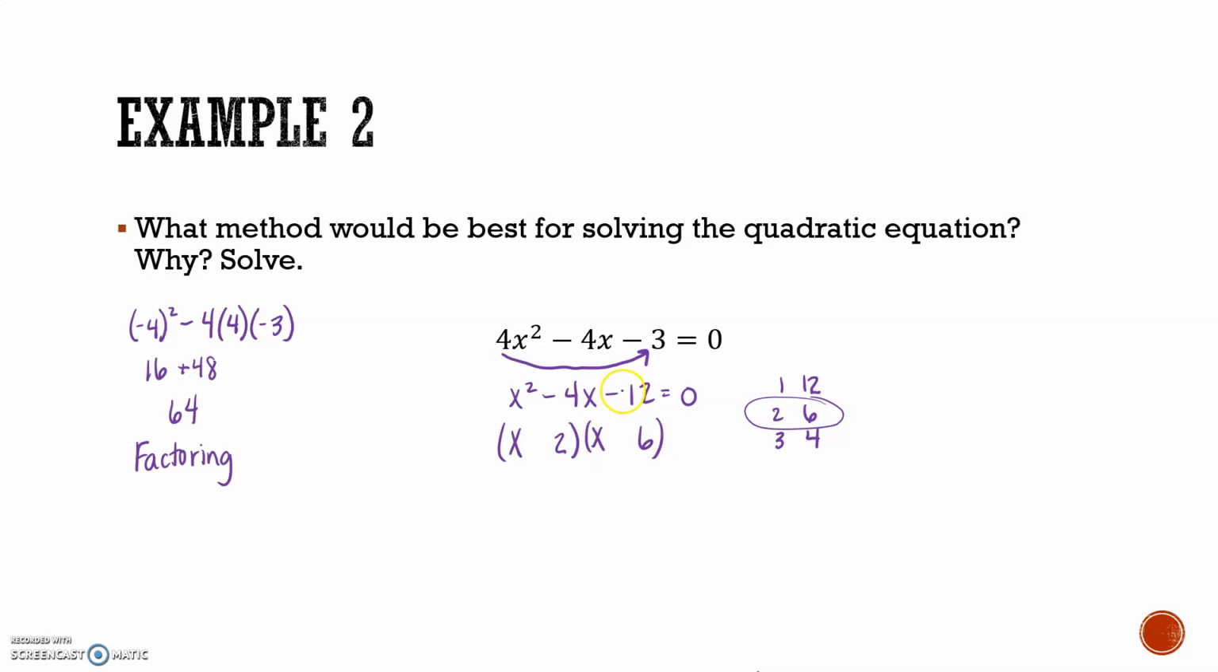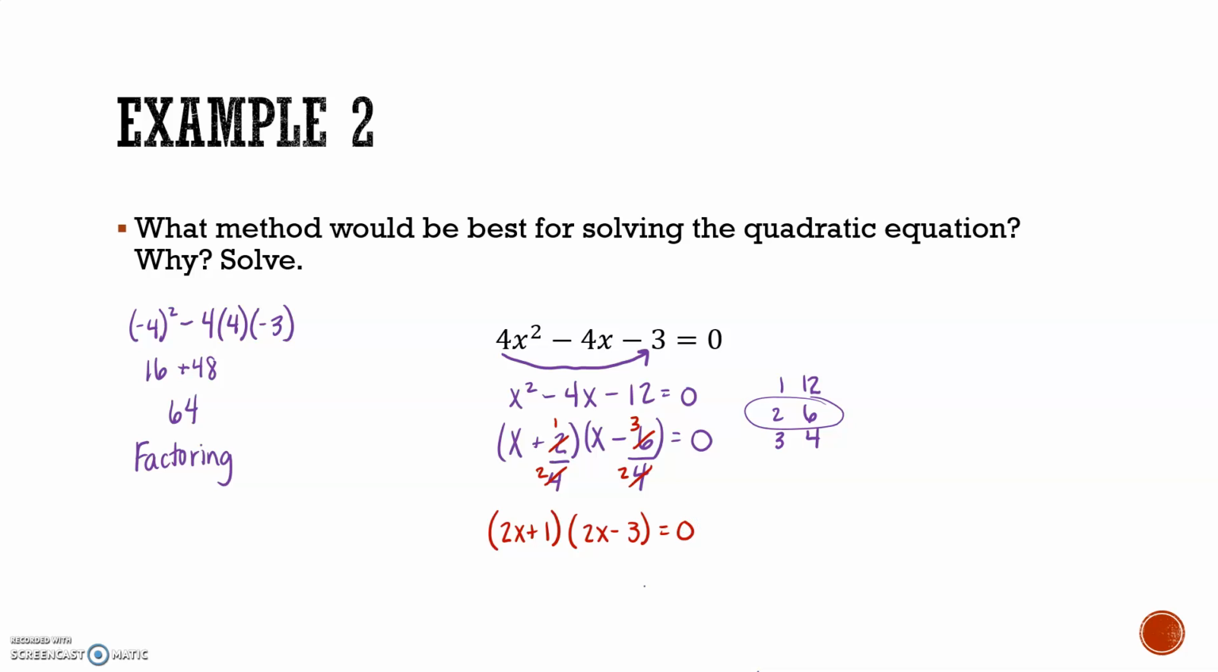Same sign or different? This one goes with the bigger number. So it's going to look like this. But what do I have to do now? Now I need to go back and divide everything by 4. And when I simplify this, I get 1 and 2, 3 and 2. So I'm going to have 2x plus 1, 2x minus 3 equal to 0.